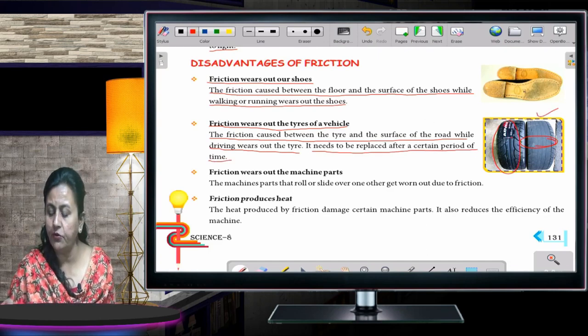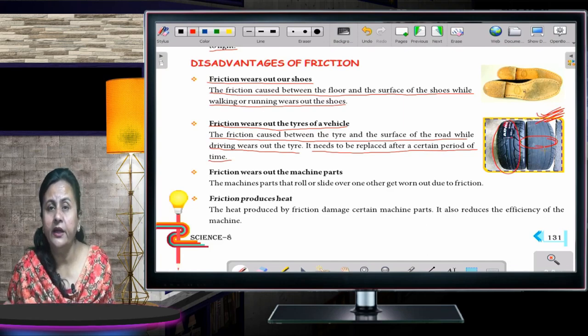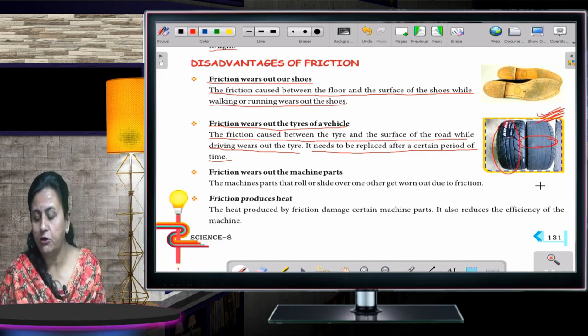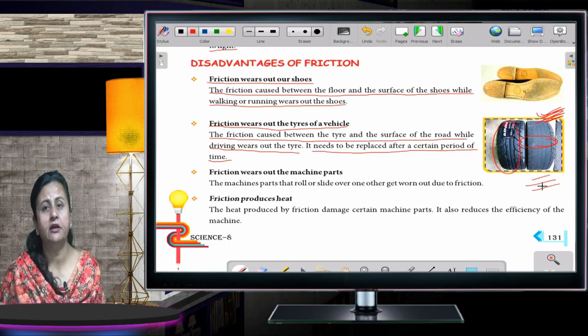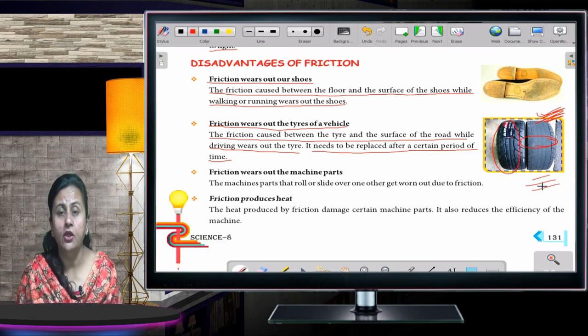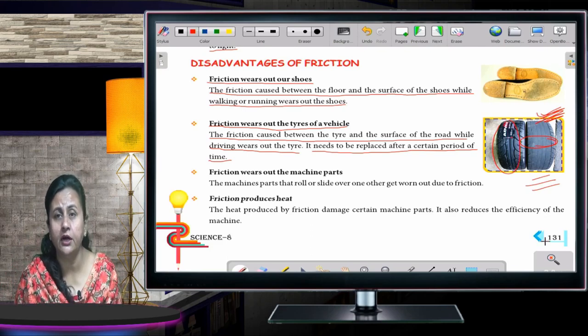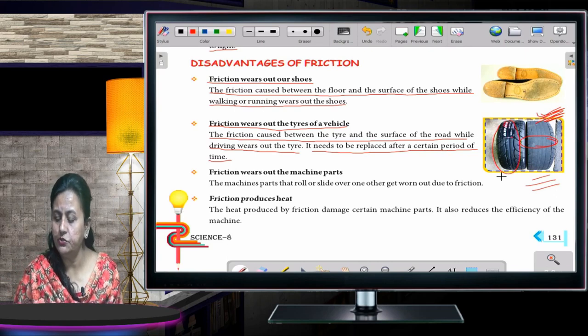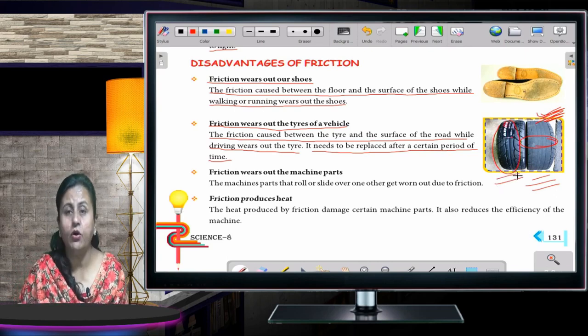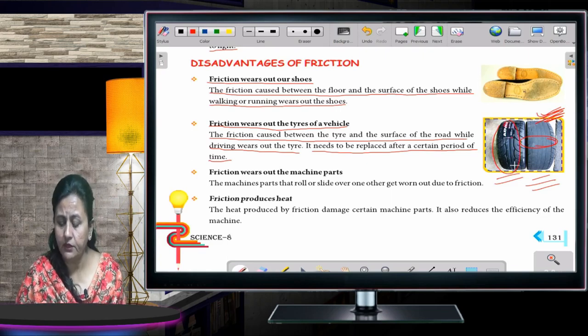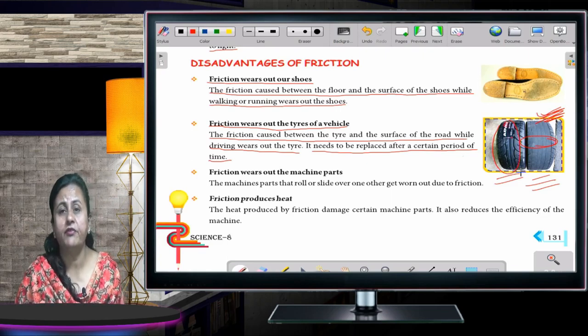In case we are going to use this tire every time, what will happen? One day we are going to meet with an accident because in this tire, there won't be much friction, and what will happen? The car will meet with an accident. So in case you want to enjoy your car, have a safe journey, you should use a good quality tire, okay, which has this sort of rough surface.